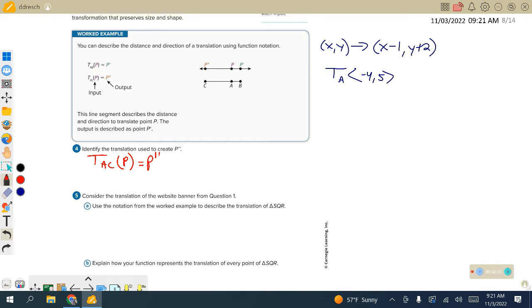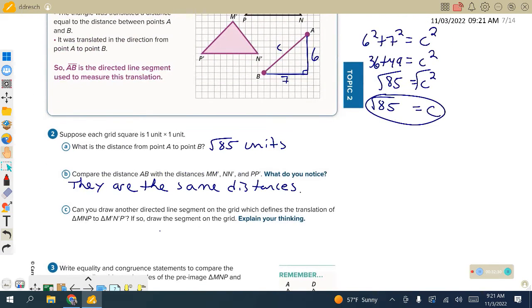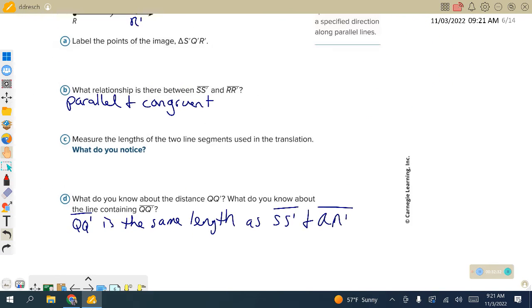Okay, so let's go back to that banner with that SQR. And let's use the notation from the worked example to describe the translation of SQR. Was that on the previous page? Or was that the previous one? One more, right? All right, so one more here.